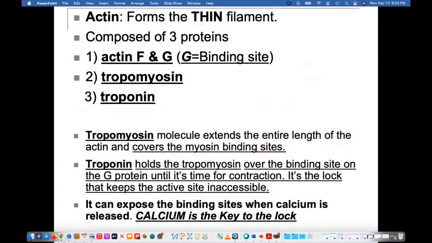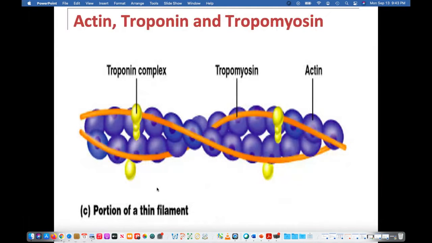Well, that's where calcium comes in. Calcium is the key to the lock. Calcium is the staple remover. So troponin is the staple, calcium is going to remove the staple so that this tropomyosin can shift and move out of the way. When this tropomyosin shifts and moves out of the way, now and only now are these binding sites exposed.